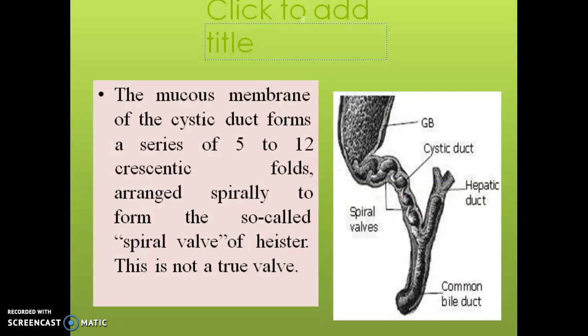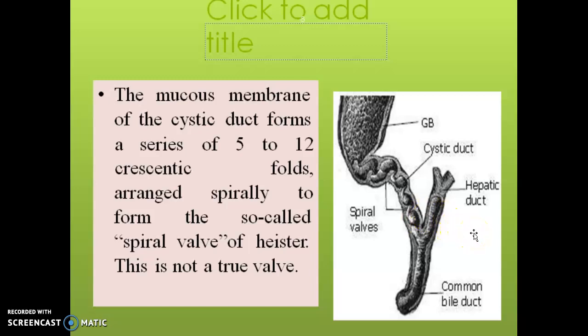The mucous membrane of the cystic duct forms 5 to 12 concentric folds which are arranged spirally. You know the spiral. They are arranged spirally to form the so-called spiral valves of Heister. They are not true valves.